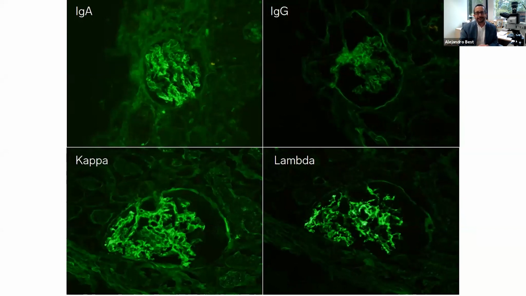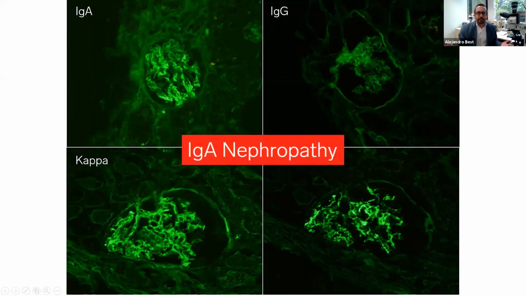Same thing, you have a case, you have mesangial staining for IgA, kappa, and lambda with minimal IgG. Okay, I know I'm dealing with an IgA nephropathy, right? Of course, I have to do my MEST score.